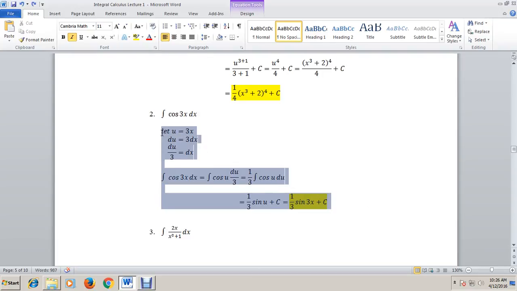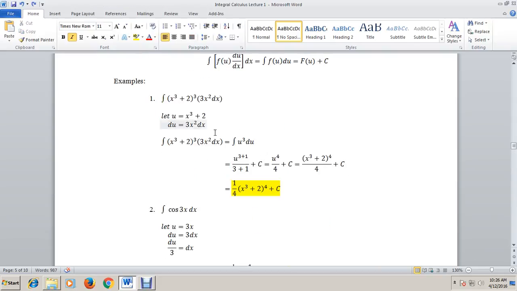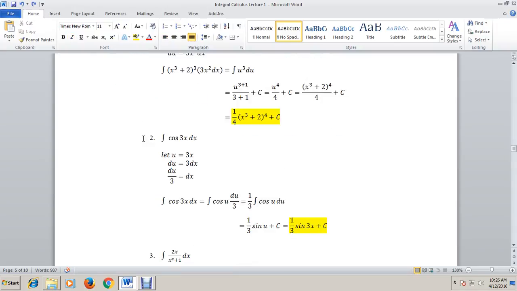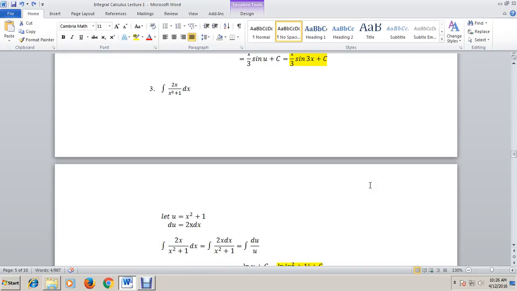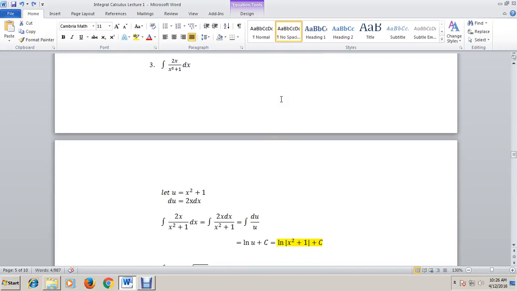Most of the exercises and the items in the exams that you will be encountering, you expect that you will be doing the same process based on these examples. One for this form and the other one is of this form. Now let's have another example. Let's have number 3, integral of 2x over x squared plus 1 dx.